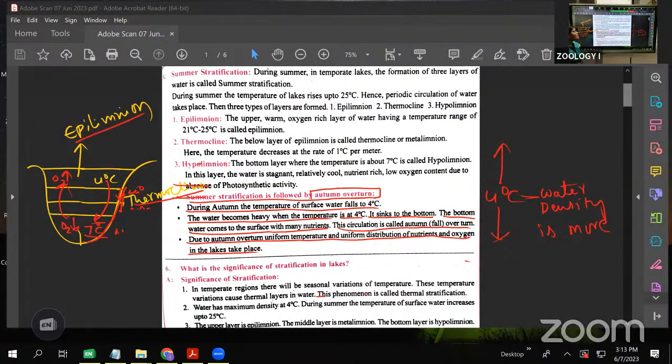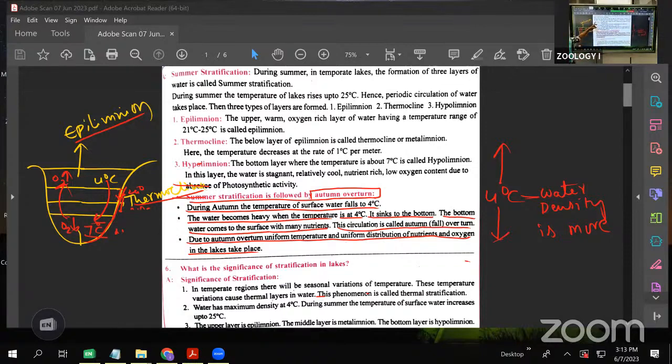Here, this is about the summer stratification. Simply, in the summer season, lake water is divided into three layers. That is called stratification. In the summer stratification, the upper layer is called the epilimnion, the middle is called the thermocline, and the inner is called the hypolimnion. Put these headings. This question came: put these headings and write about the autumn overturn. So okay, here is the autumn overturn.